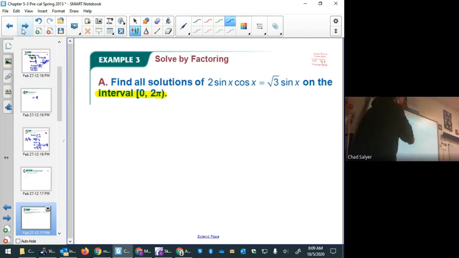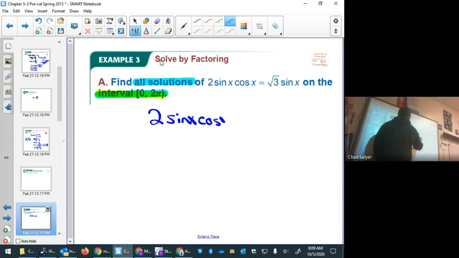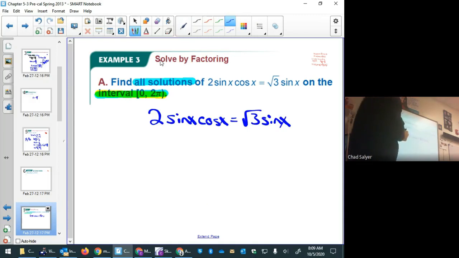So let's talk about all solutions. So different scenario now. All solutions on the unit circle. New task. And I've got 2 sine x cosine x equals radical 3 sine x. So a big problem for us is when we have more than one trig function. We don't like that. We like dealing with one and only one trig function.